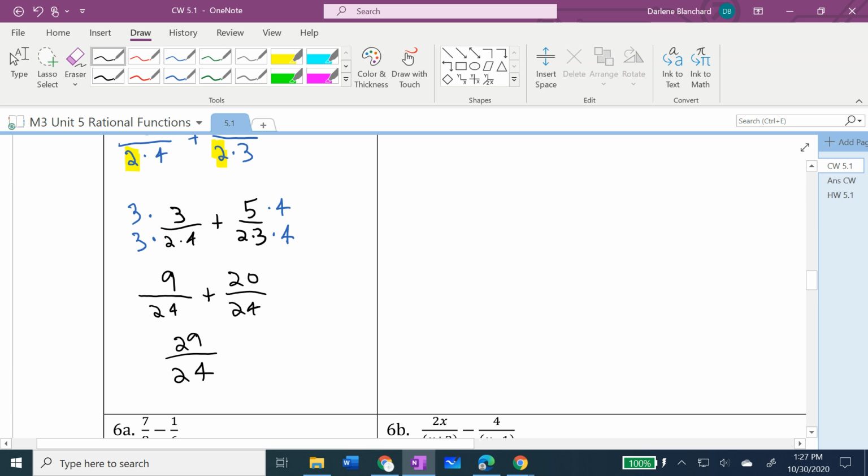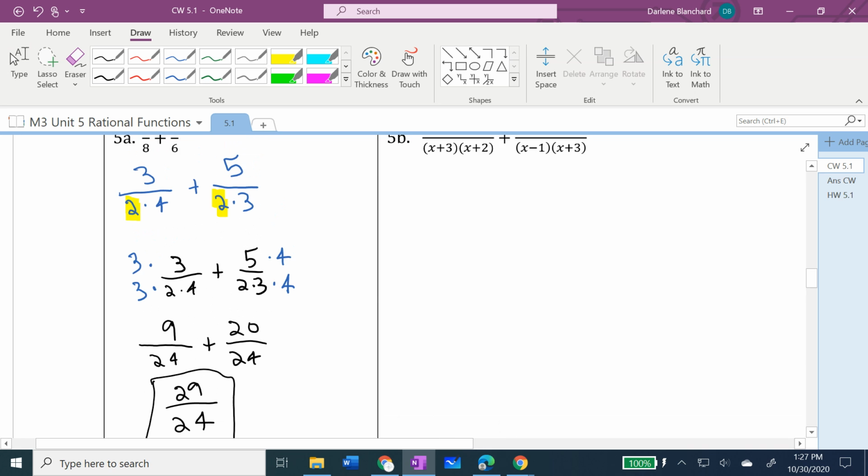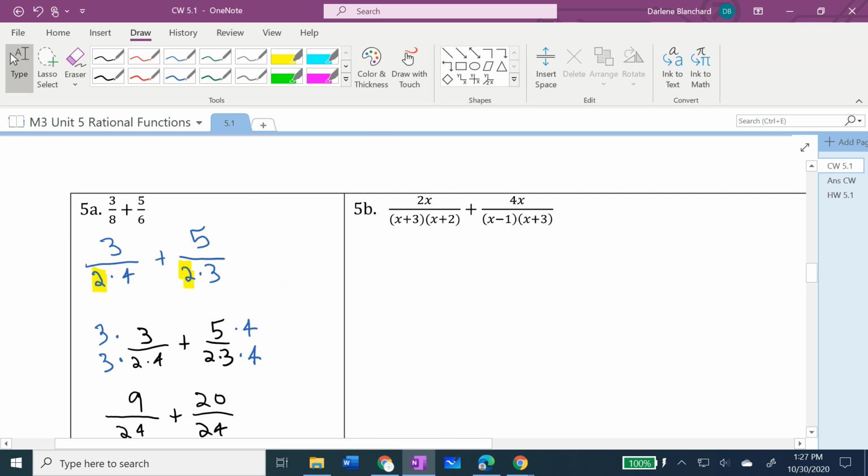And I'm going to leave the fraction as it is. It's improper, sure, but it is simplified. Simplified is the point where there aren't any integers that you can divide the top and the bottom by and make it a nicer pair of integers.